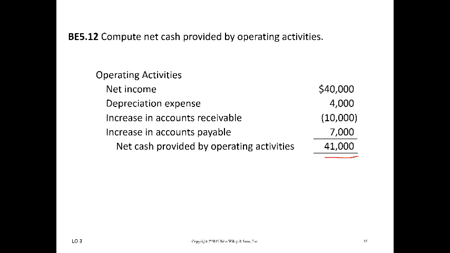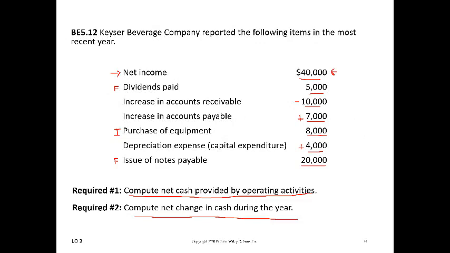And you can follow this through. The depreciation expense is added back, the increase in accounts payable is added back, and the increase in accounts receivable is deducted from net income to get to $41,000 of net cash provided by operating activities. Now, we also said that dividends paid and issue of notes payable were cash transactions that affected financing cash flows, and the purchase of equipment was an investing cash flow.